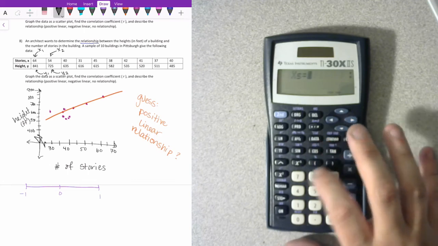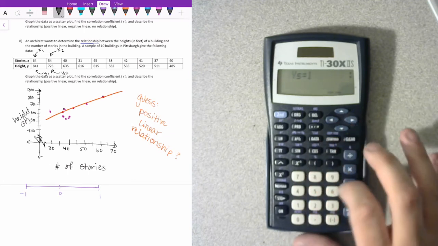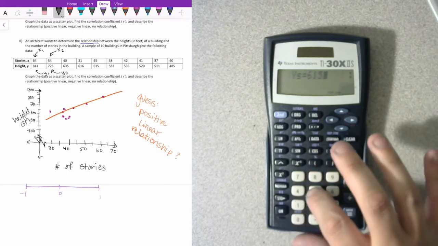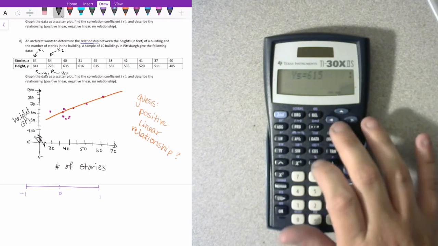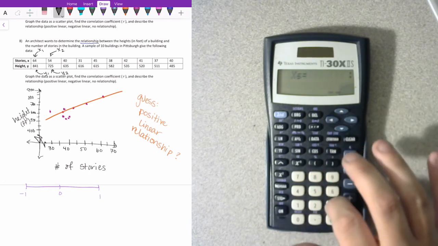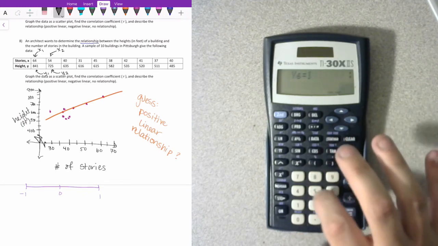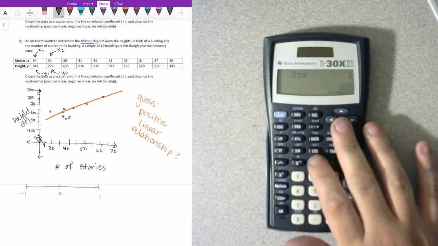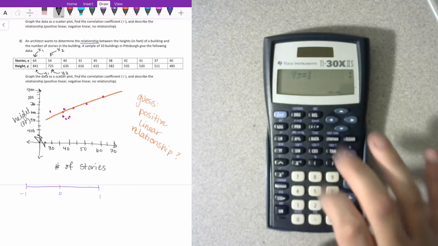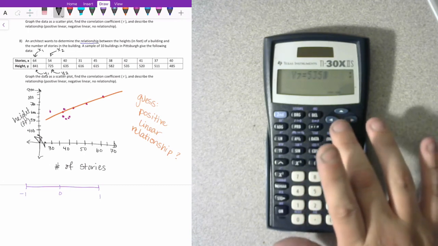Our fifth point has 45 for x, 615 for y. I don't know if I repeated that. We'll find out. Our sixth point has 38 for x and 582 for y. Our seventh point has 42 for x, 535. You get the point.